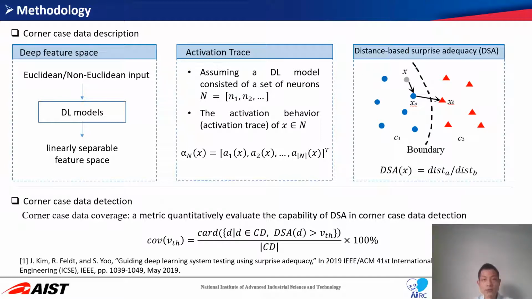Then, the behaviors of the data in deep feature space is defined as activation trace, and the distance-based surprise quiz, namely DSA, are defined for data quality analysis. Well, it seems that data similarity with training data is an important data quality. We may make use of it for corner case description. Moreover, for evaluating corner case data detection performance, we can define a quantitative metric as corner case data coverage as defined in the given formula.